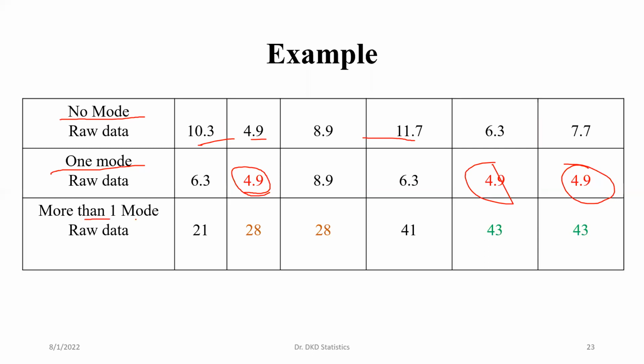Now we can also find more than one mode. In this data set, 28 is repeating 2 times, and 43 is repeating more than 2 times. So we can say there is more than one mode in the given data set.